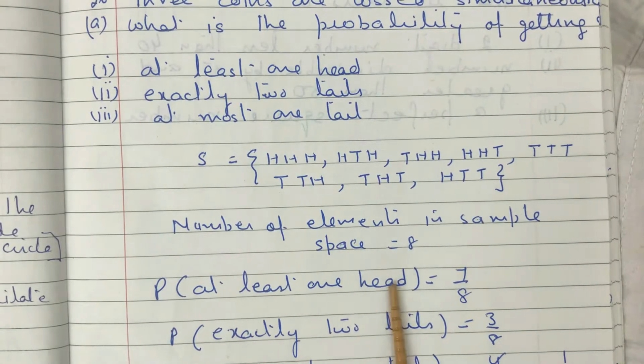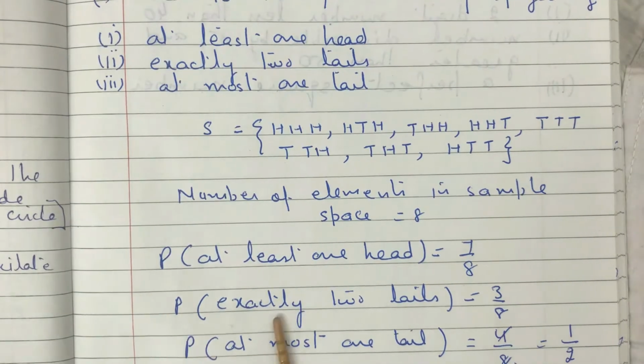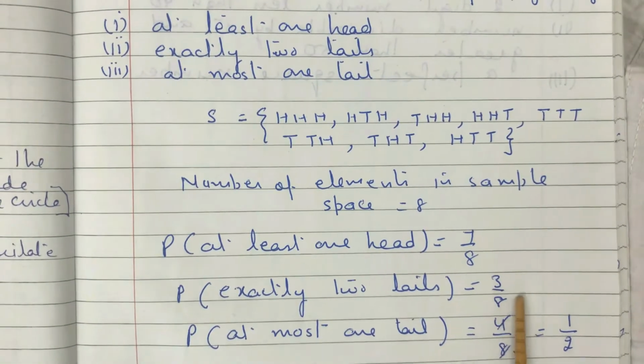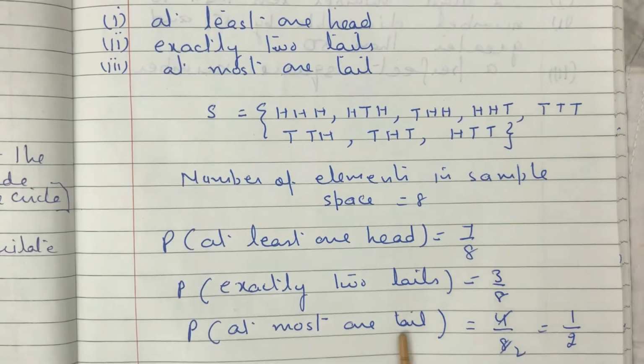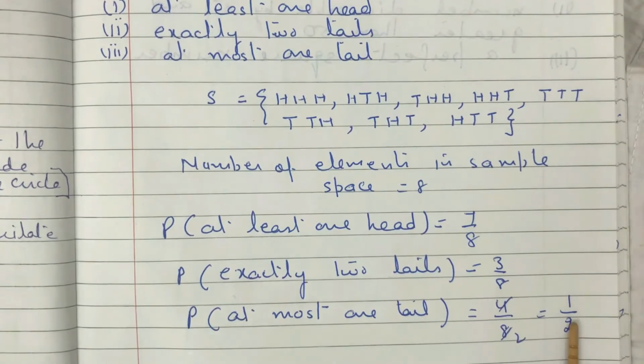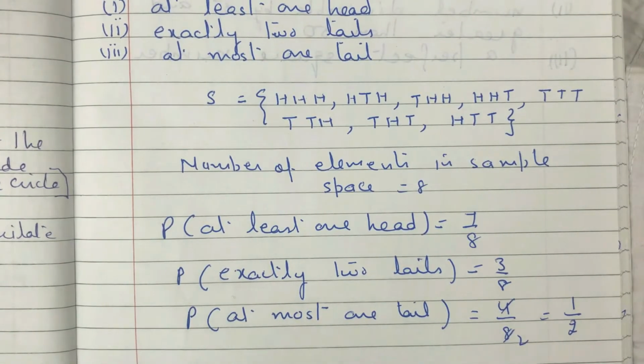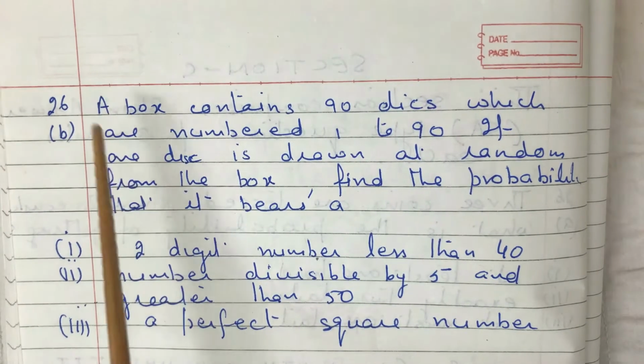Probability at least one head, that is 7 by 8. Probability exactly 2 tails, that is 3 by 8. Probability at most 1 tail, that is 4 by 8, that is 1 by 2. That is the answer. Now 26th question B part.